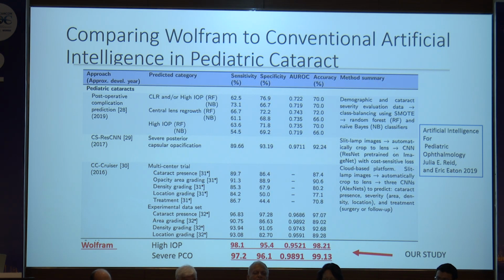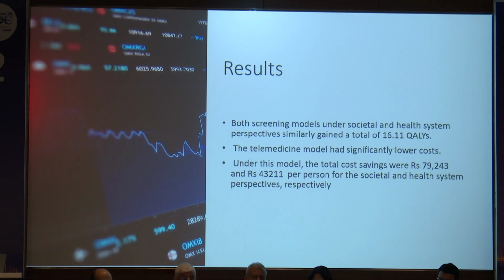Comparing Wolfram to conventional in the artificial intelligence, you can see down below in red is our study. All the others had 89, 93 and all. We had 98 and 95% with high IOP predictions and severe PCO predictions based on the configuration of the lens. Both screening models under societal and health system gained a total of 16.11 QALYs. The telemedicine model had significantly lower cost. Under this model, the total savings per person was 79,243 per person, and 43 for the societal and health systems.